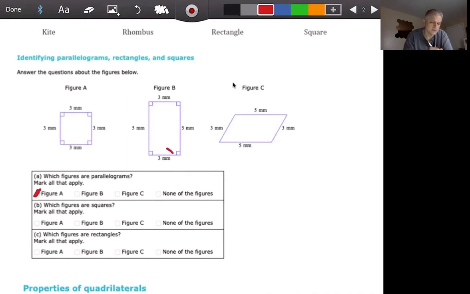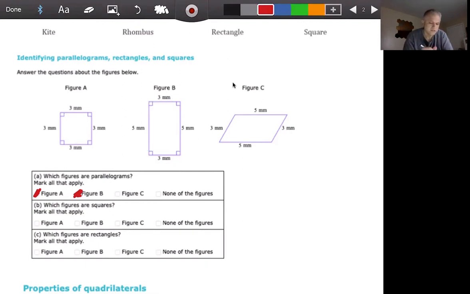Figure B, is this set of opposite sides congruent? Yes. Is this set of opposite sides congruent? Yes. So figure B is a parallelogram. How else could I have looked at that? I also have these 90-degree angles. You could have said opposite angles are congruent. These opposite angles are congruent. That's another way to show that a quadrilateral is a parallelogram. 2 sets of opposite angles are congruent. Like this one, same thing. 2 sets of opposite angles as well as sides, congruent.